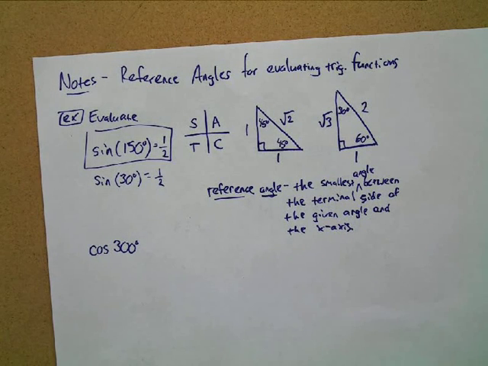All right, cosine of 300. So let's think about this. Cosine of 300, the reference angle for that would be what?